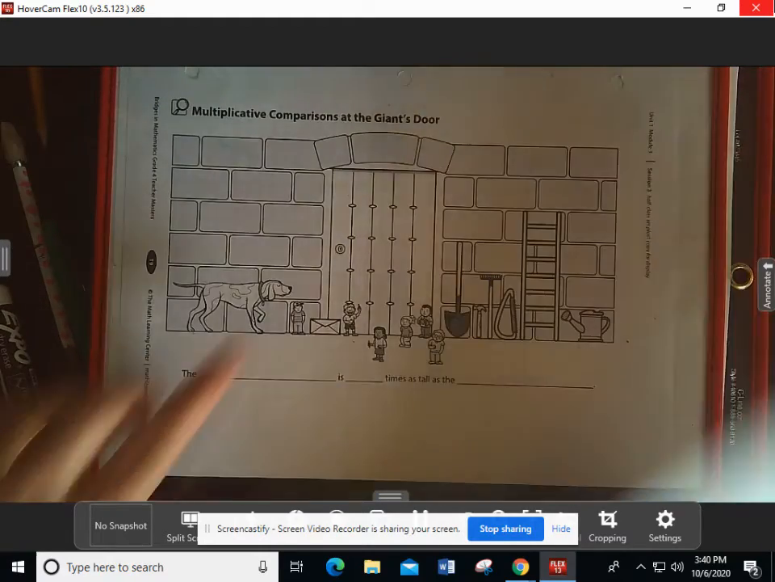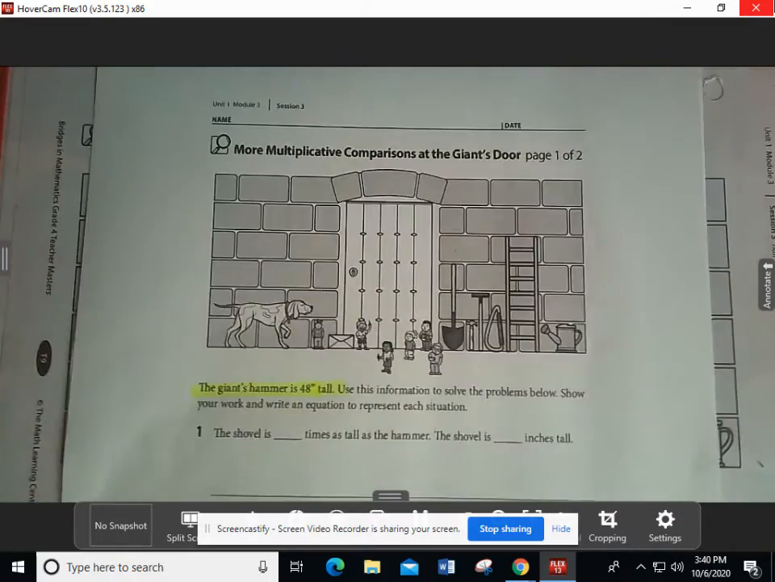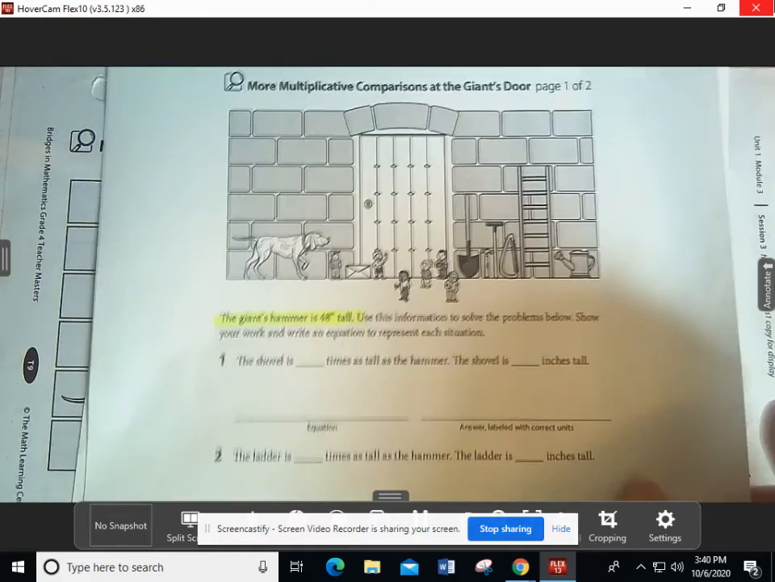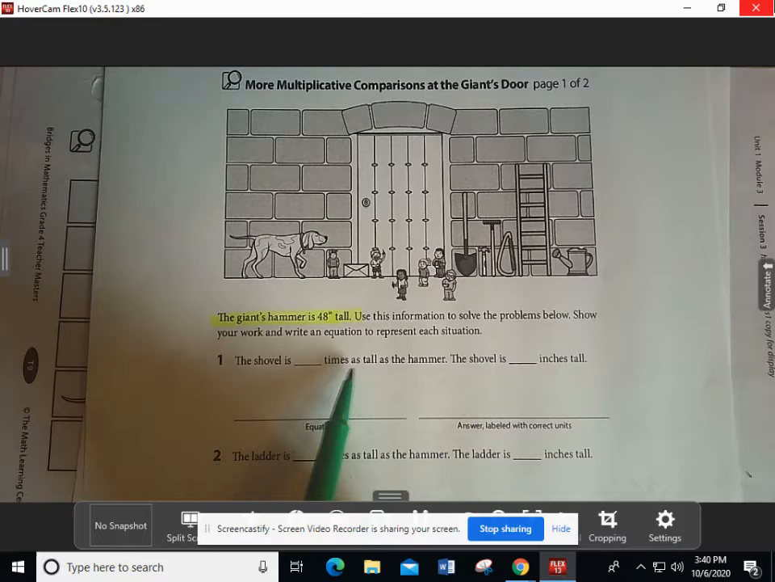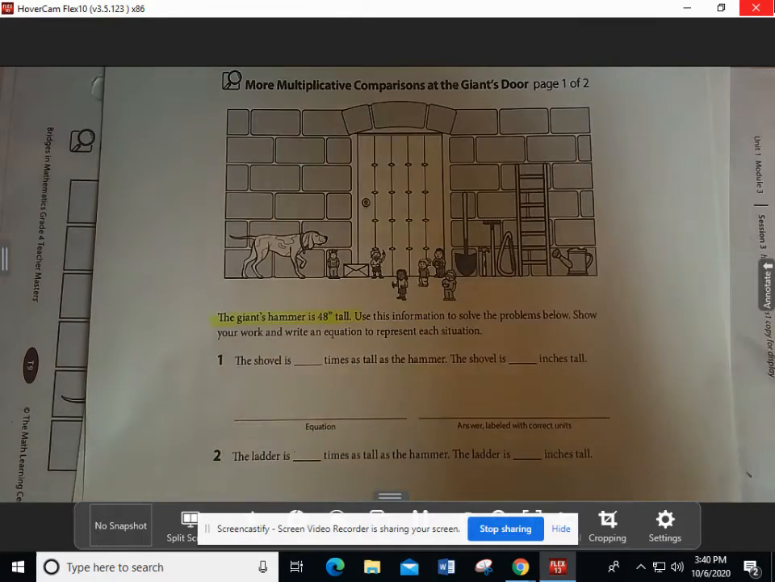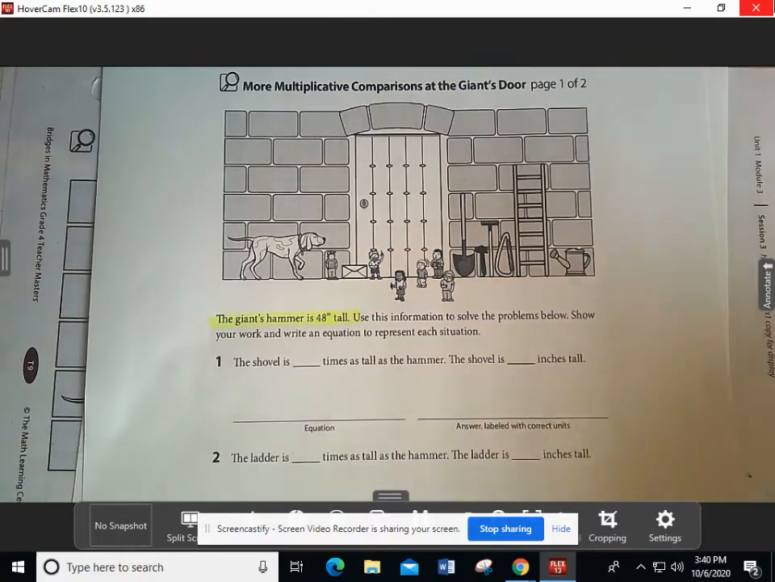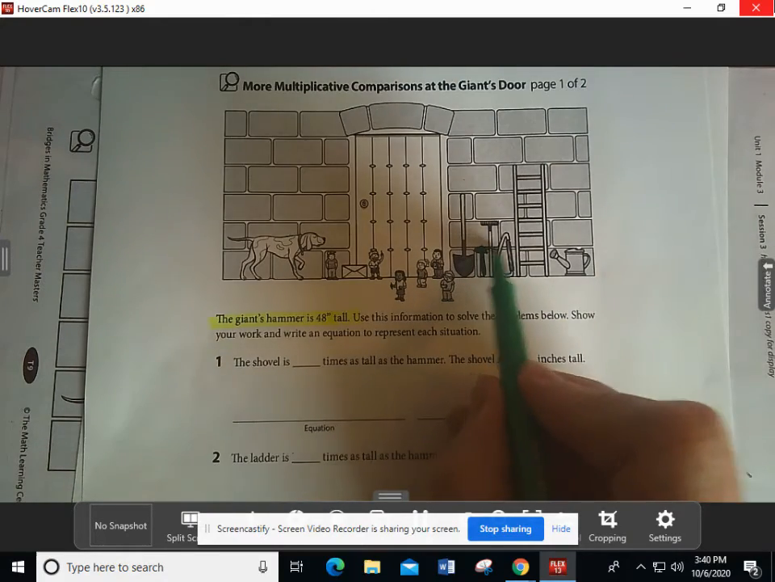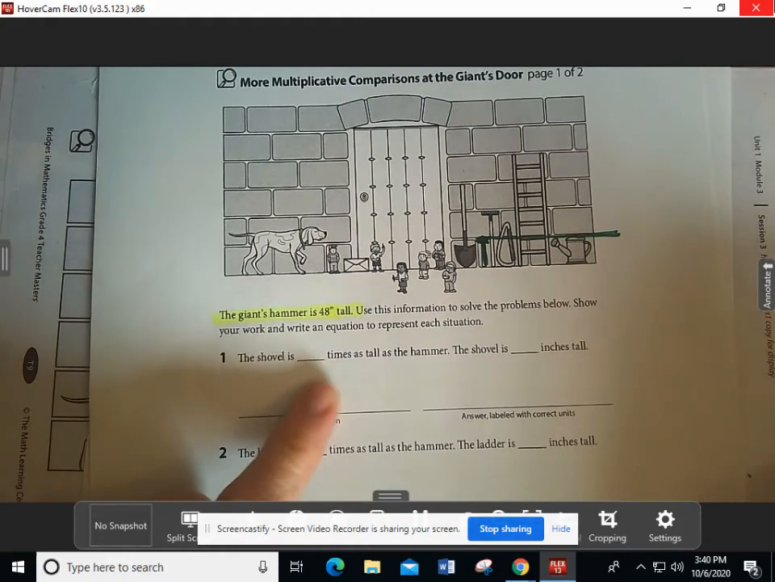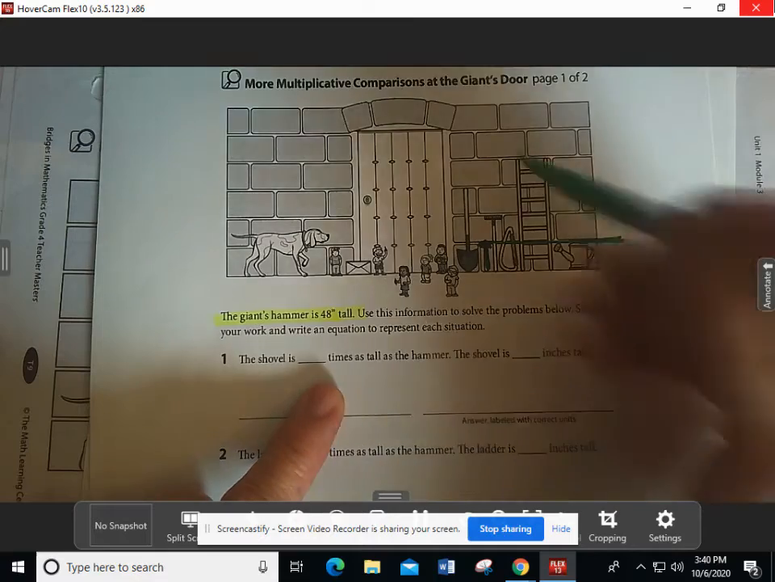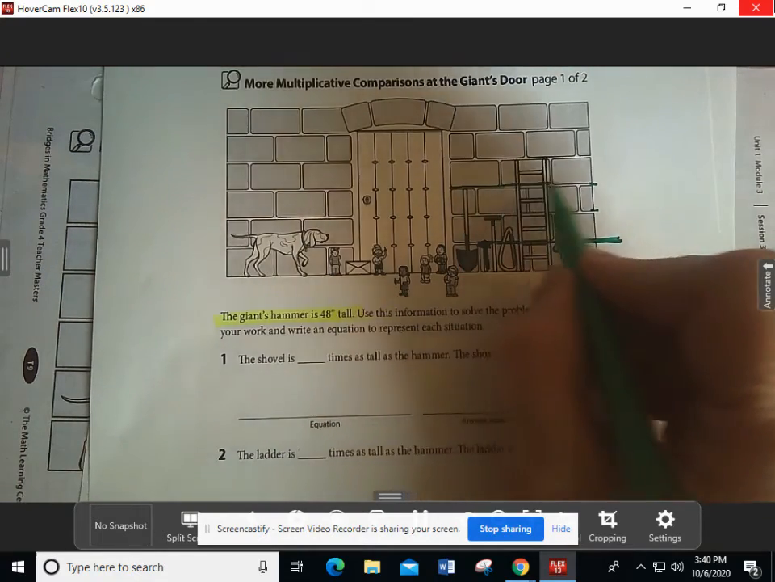And we'll refer to this because it's easier to see sometimes. So let's bring this in a little closer. And it says, the shovel is how many times as tall as the hammer? Okay, so here's my hammer. Can you see my hammer? I colored it in so I can see it. So there's my hammer. It's that tall. And I need to know about my shovel. How tall is my shovel? Well, I look and there's another layer and there's another. It's there, right there.